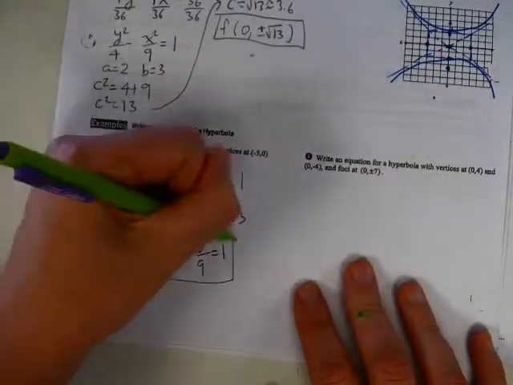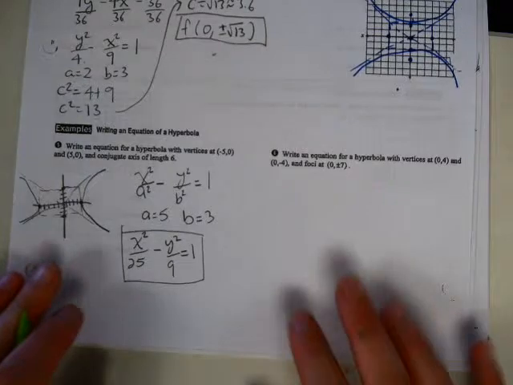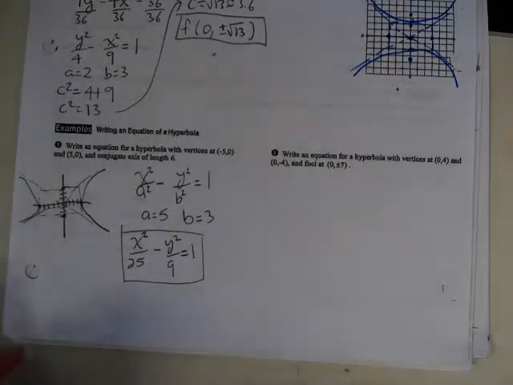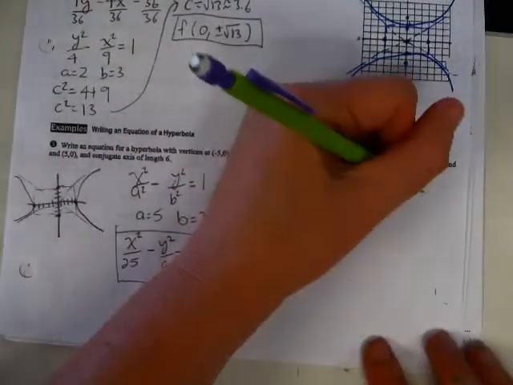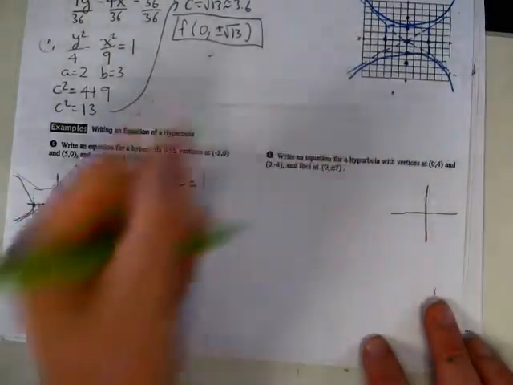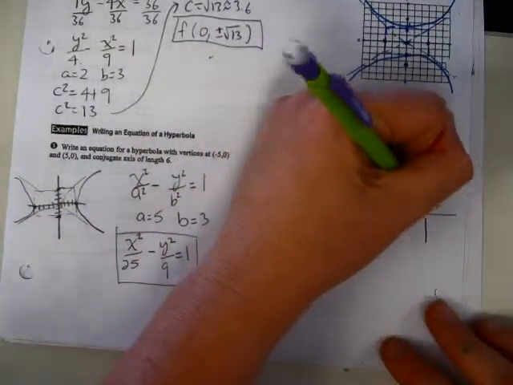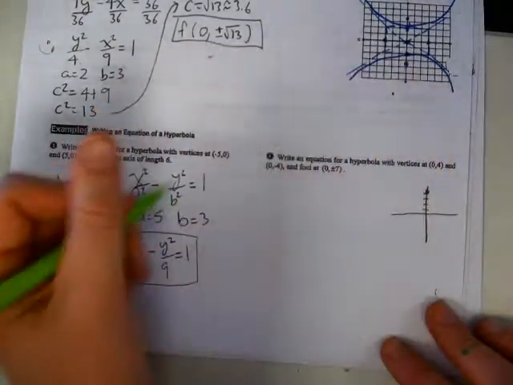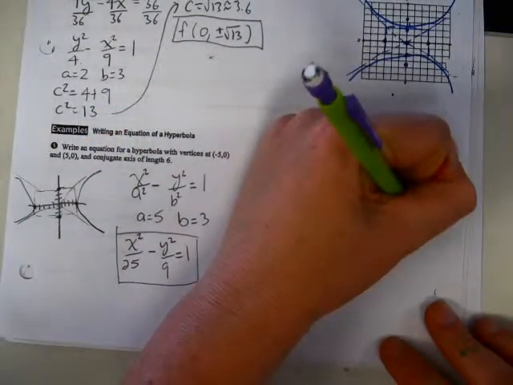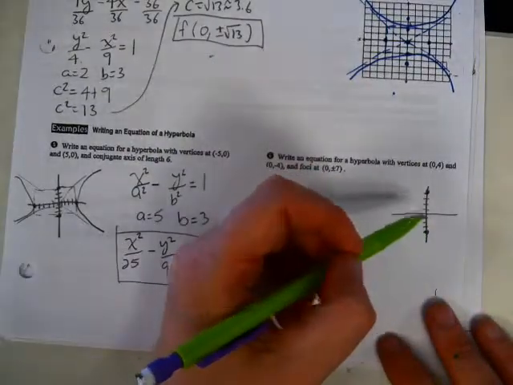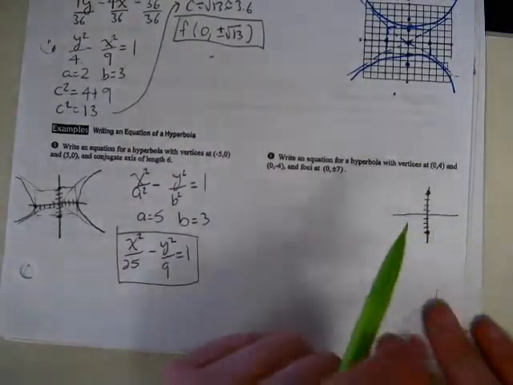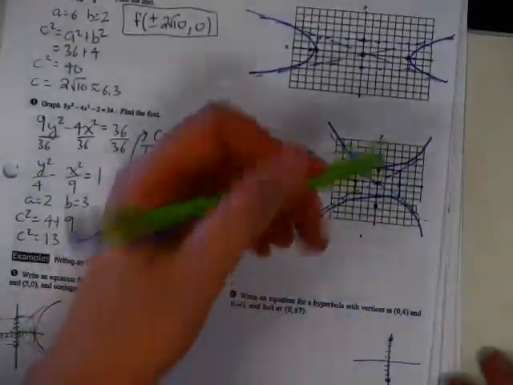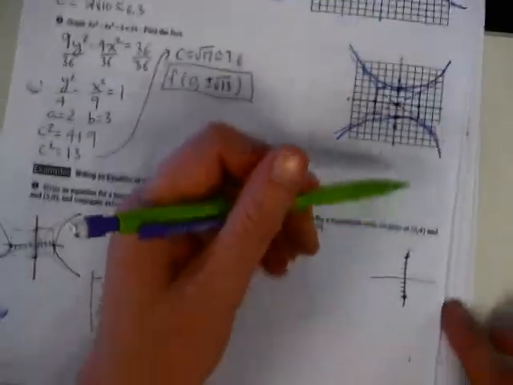Alright, write an equation for a hyperbola with vertices at 0, 4, and 0, negative 4, and foci at 0, 7, and 0, negative 7. So again, I will make a sketch. I'm going to make it over here. So vertices at 0, 4, and 0, negative 4. Alright, since these are my vertices, I know that I'm going to have a vertical transverse axis. So it's going to open like this.